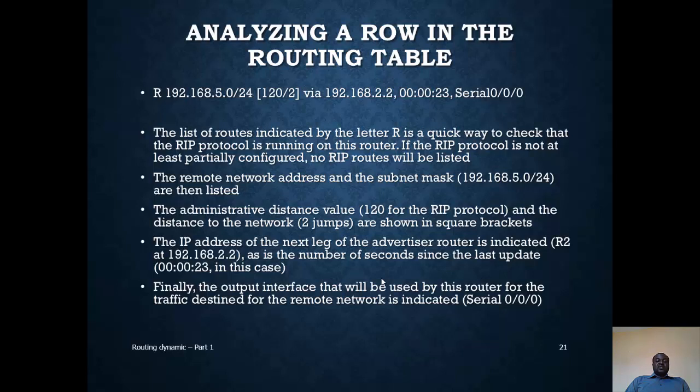The administrative distance value will be 120 for the RIP protocol, and the distance to the network will be 2 hops, as shown in the square brackets. Next, the IP address of the next hop, the advertising router, is indicated as router 2, and the value mentioned next is the number of seconds since the last update was received. In this case, it was 23 seconds. And finally, the output interface that will be used by this router for traffic destined to the remote network is indicated, in this case a serial interface.